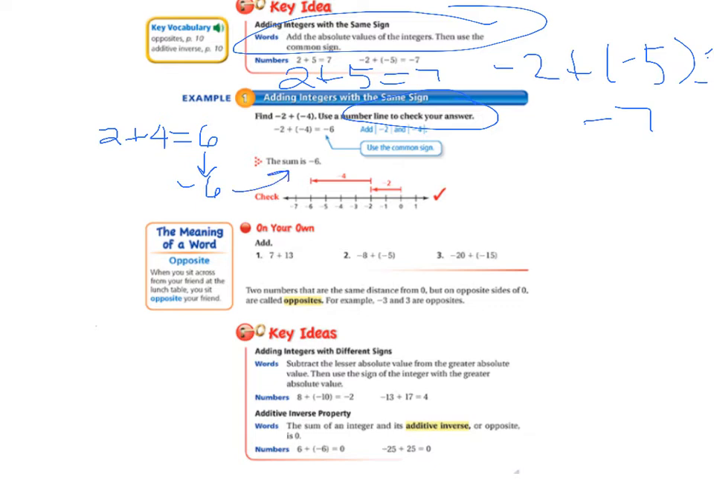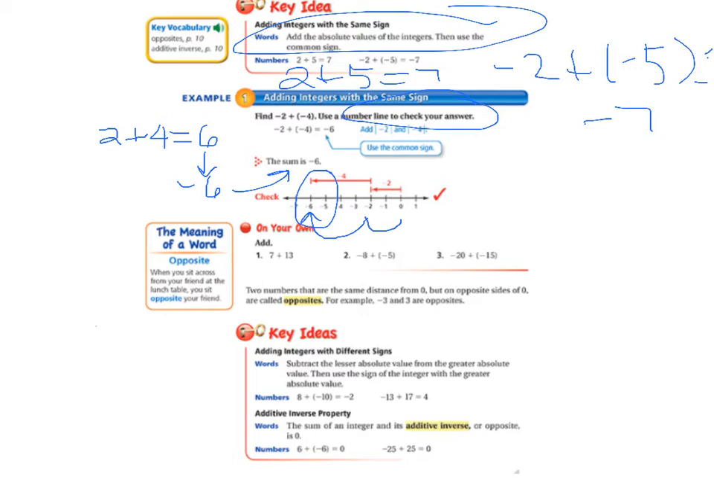And then to check that on a number line, we would start at 0 and then go to negative 2. So we would hop 2 to the left and then go 4 more to the left for the negative 4. And that would put us at a negative 6.